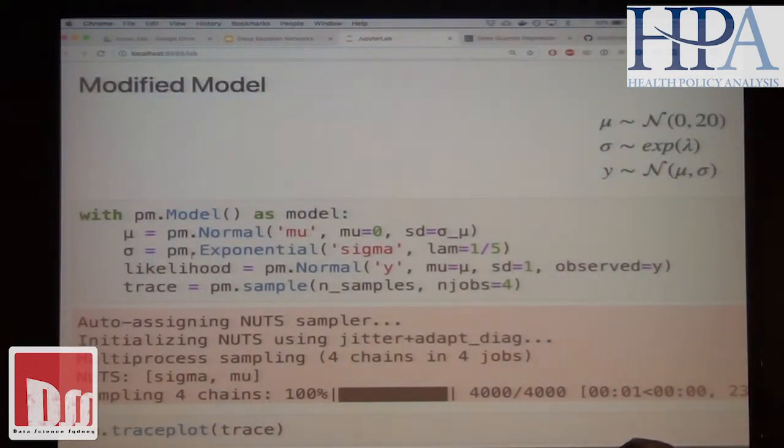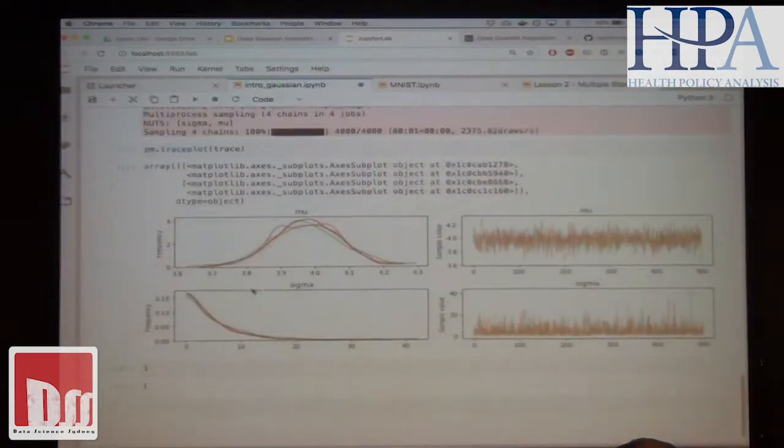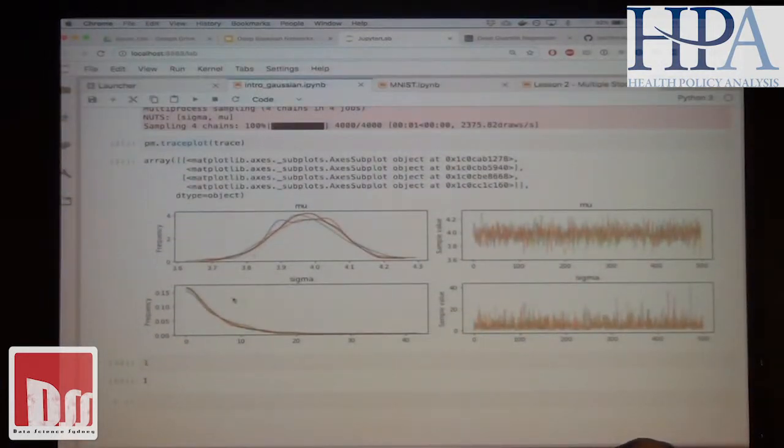So this is what probabilistic programming is. You write down your model and then you sample. In this case, you have the mean as well as the standard deviation as your posterior.